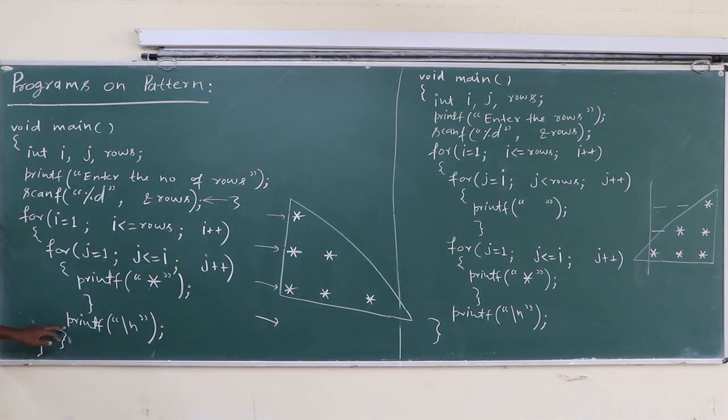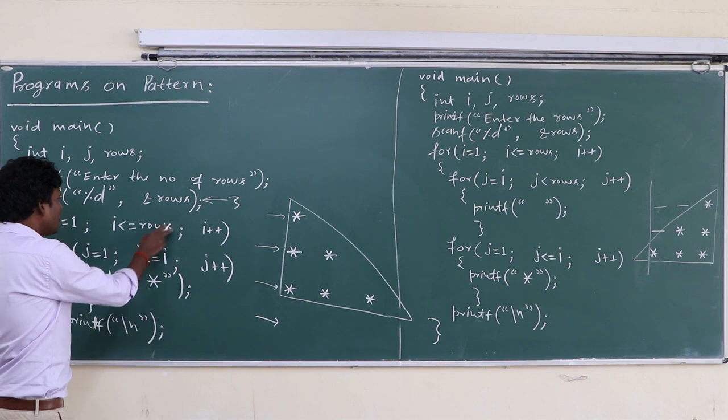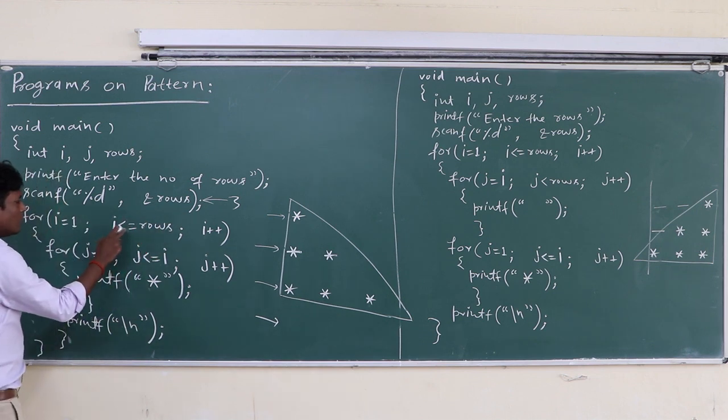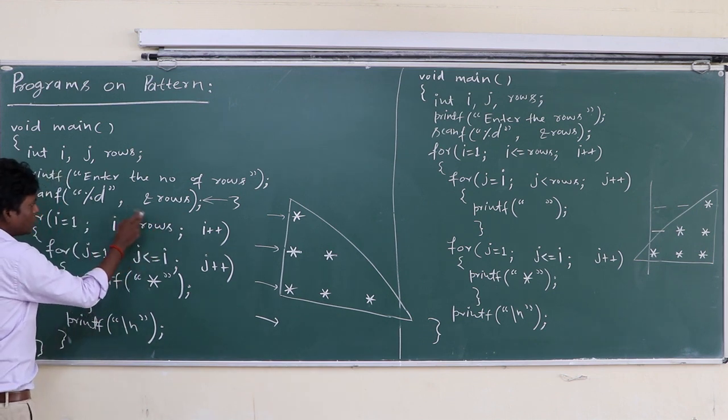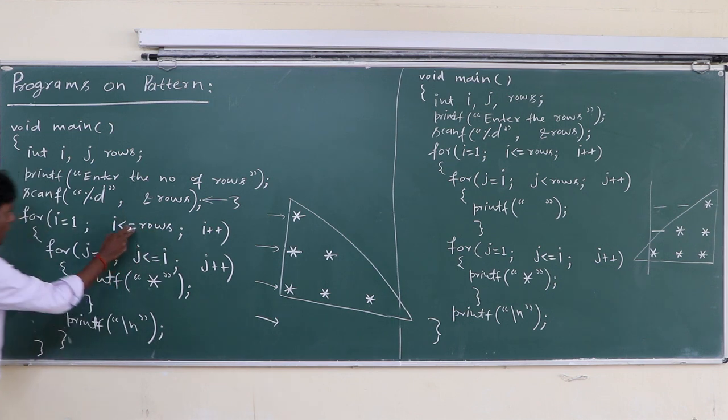Here is i plus plus, i becomes 4, is 4 less than or equal to 3? This condition is false now, because 4 is not less than or equal to 3. So this condition is false. This time control exits from this outer loop.